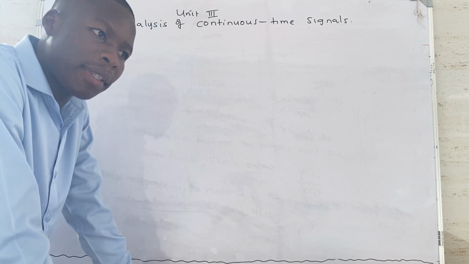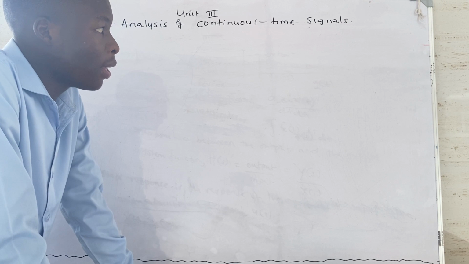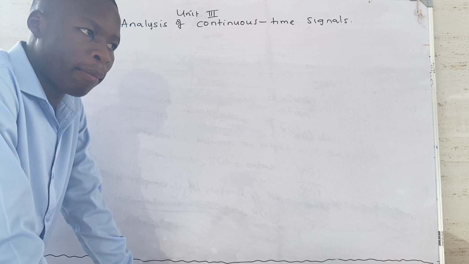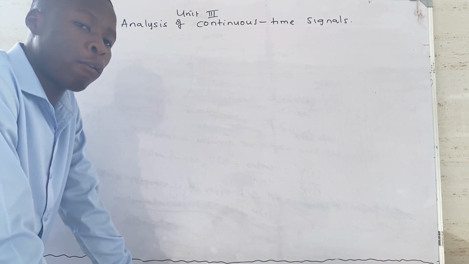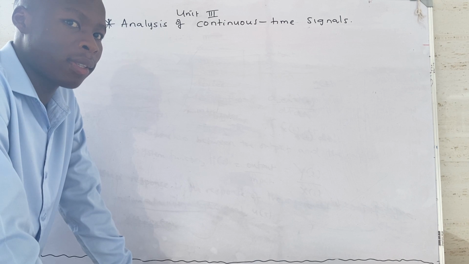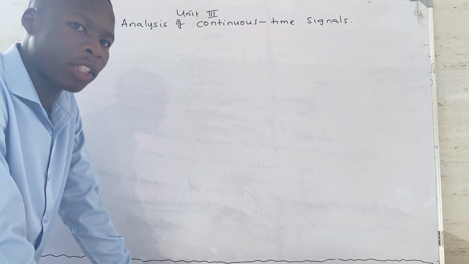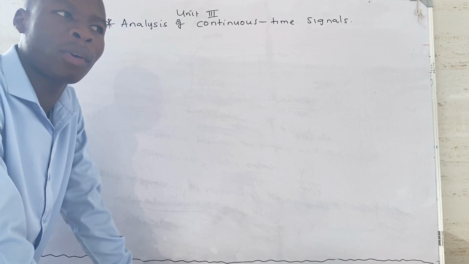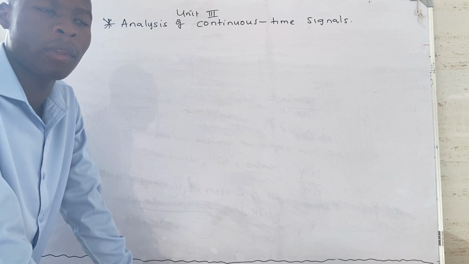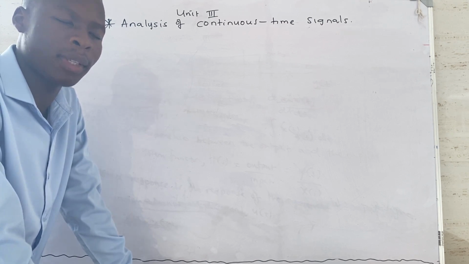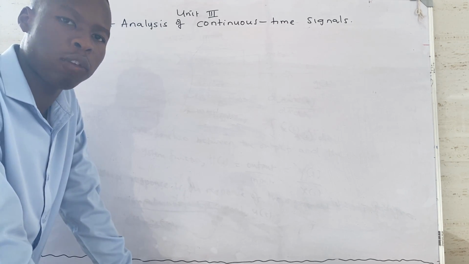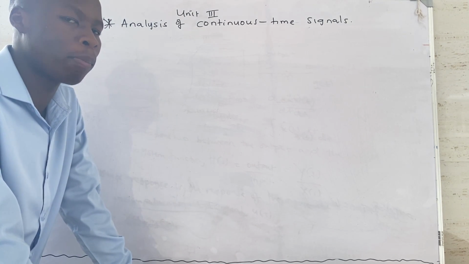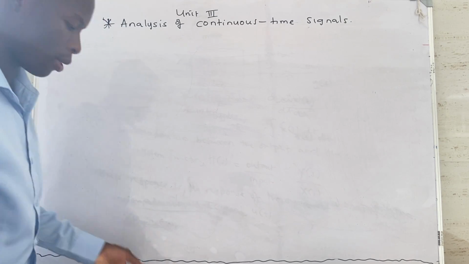Suppose you have an input signal. You feed the input signal to the system. What will happen? The system is going to perform some operations on the input signal, and we are going to have the output. So what is a system? A system is nothing but a device which performs some operation on the input signal to produce the output signal.